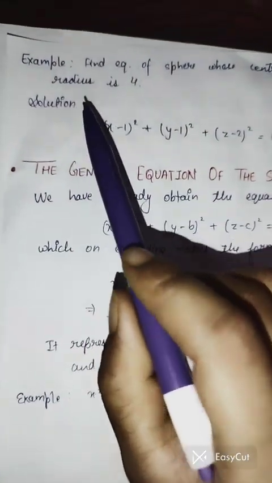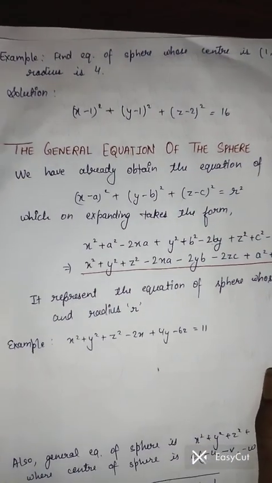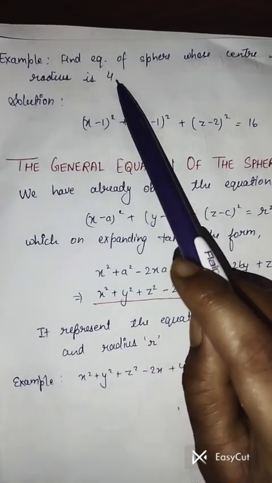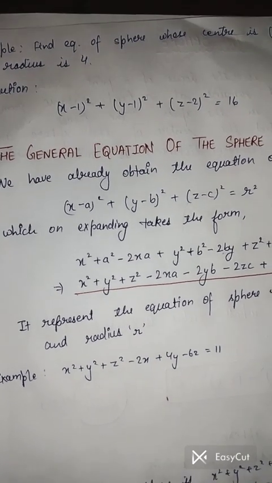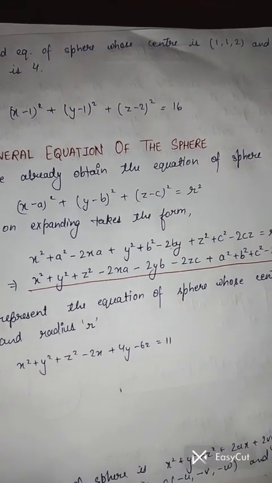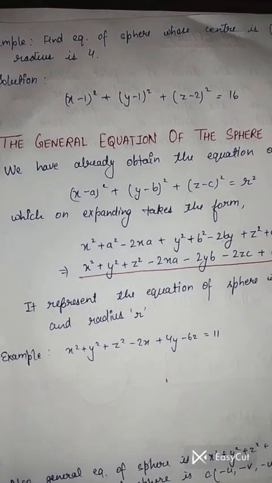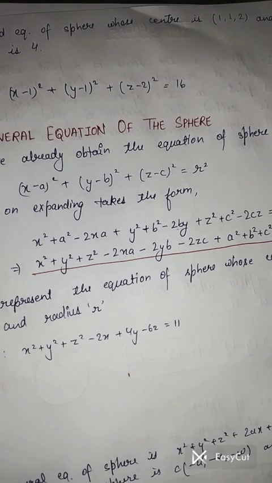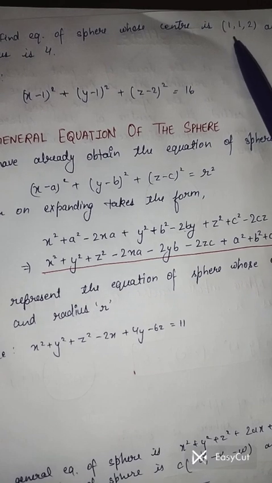Now let us see one example related to the above theory so that the concept will be crystal clear. In the question we are given to find the equation of the sphere whose center is (1, 1, 2) and radius is 4. So basically we have r as 4 and (a, b, c) as (1, 1, 2) respectively. These are the coordinates of the center.